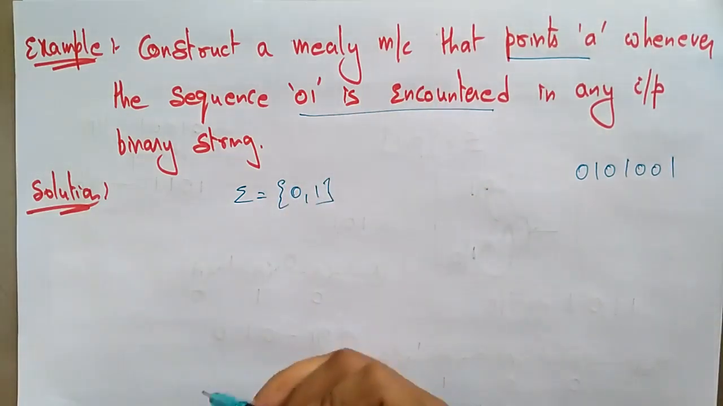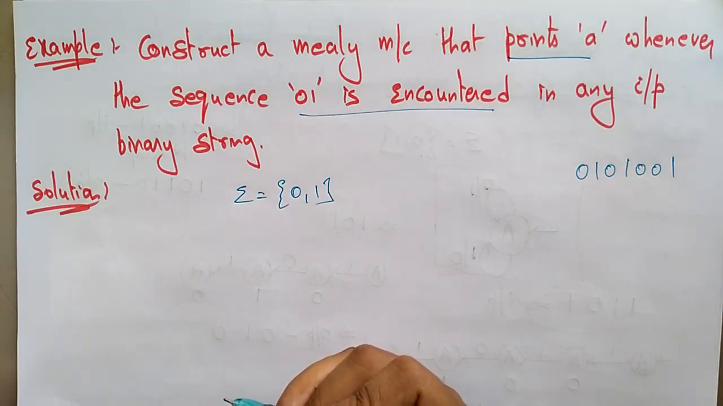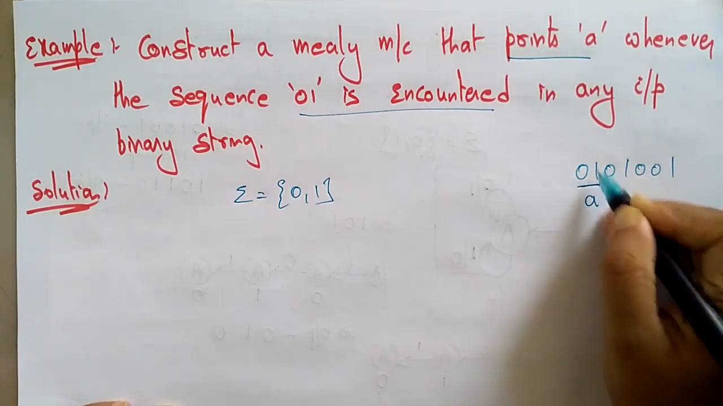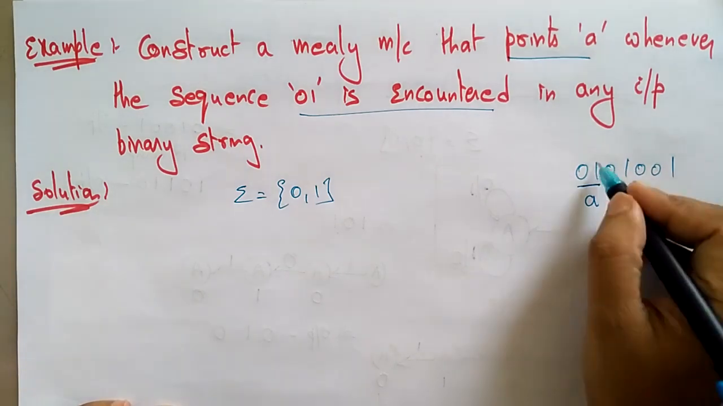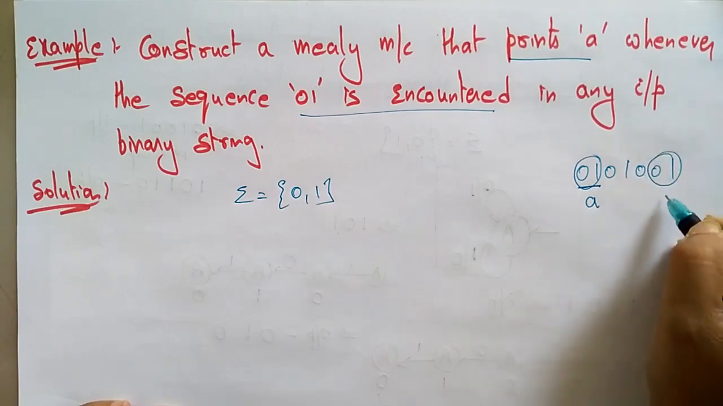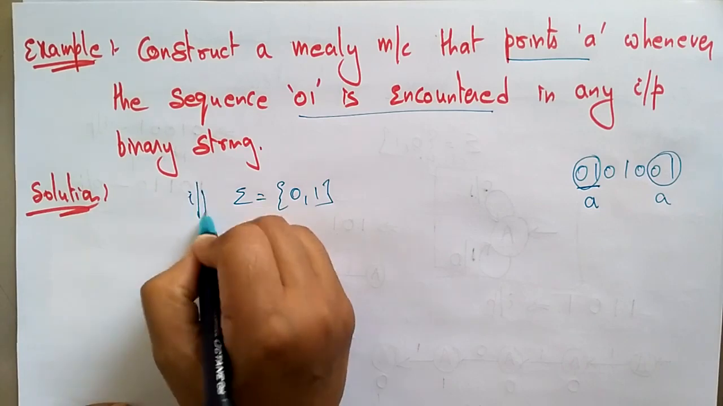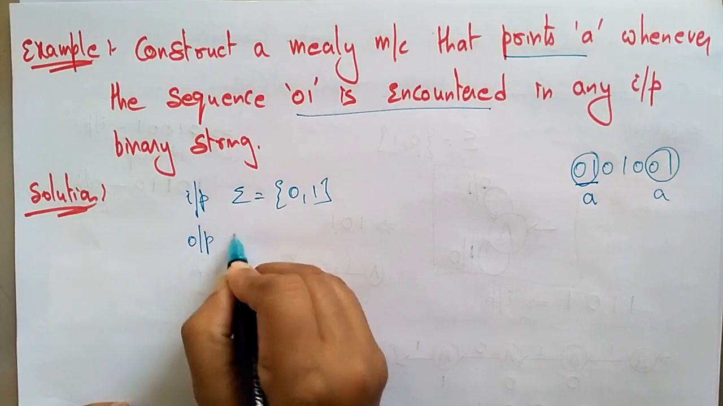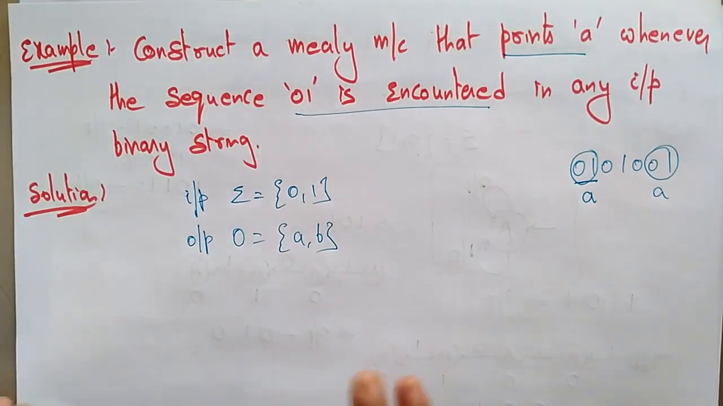So the question is, I need to construct a Mealy machine that prints A. I have to print A on the output whenever the sequence is 01. So whenever the sequence 01 is there, in place of 01 it has to print A. That means the input alphabet is the set {0, 1}, a binary string, and the output alphabet O is the set {A, B}.